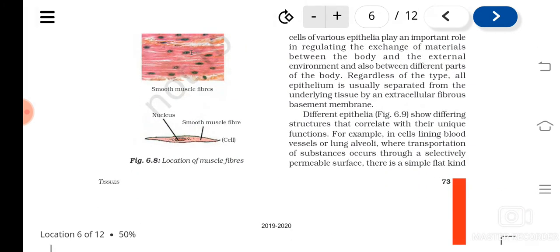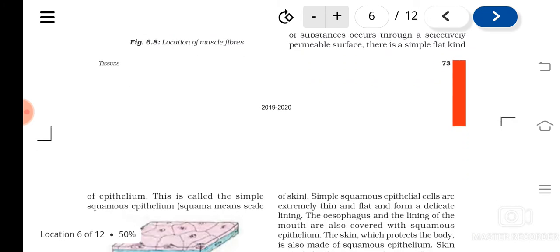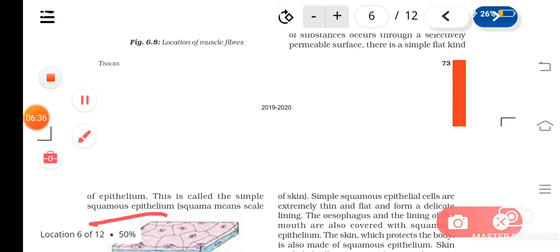Then, depending on the different structures or the functions they have to do in different parts of the body, they are of different types. For example, in cells lining blood vessels or lung alveoli, what is the major function they have to do? Transportation of substances, isn't it? So through a selectively permeable membrane, there will be a simple flat kind of epithelium, and it is known as the squamous epithelium.